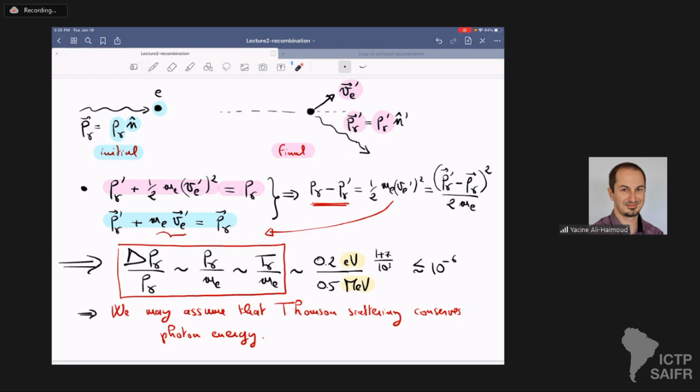So the bottom line here is that at the epochs of interest, Thomson scattering does not change photon energy. You can assume that photons remain with the same energy and that they only change orientation. They only change direction of propagation. And this does matter very much, this change of direction of propagation, as we will see tomorrow when we study the Boltzmann equation for photons.